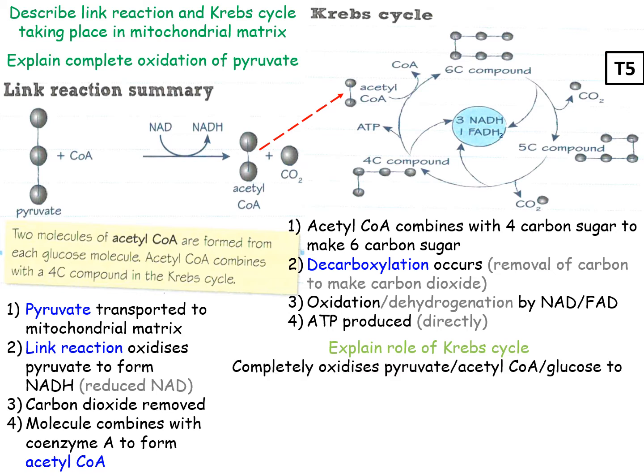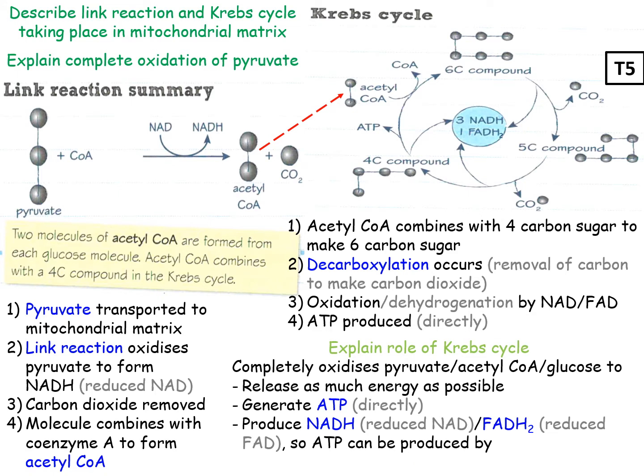So explain the role of the Krebs cycle. It completely oxidizes pyruvate or acetyl-CoA of glucose, and that releases as much energy as possible to generate ATP directly. You also produce NADH, which is reduced NAD, and FADH2, which is reduced FAD. And those electron carriers can then be used to produce ATP in the electron transport chain, or oxidative phosphorylation, stage of aerobic respiration.